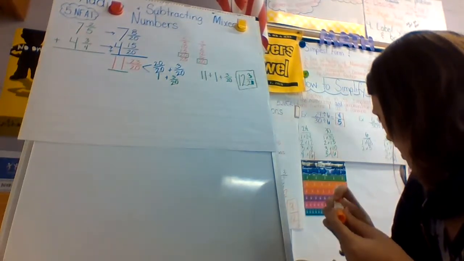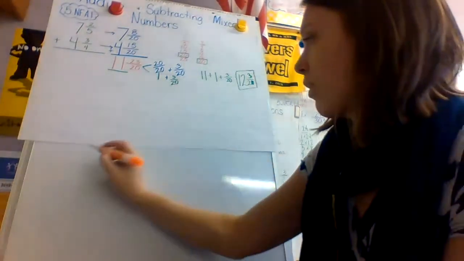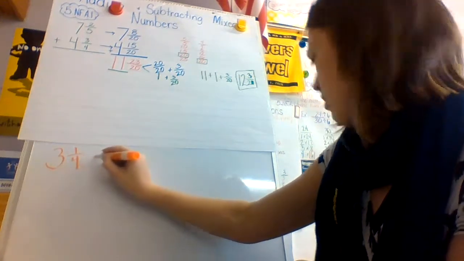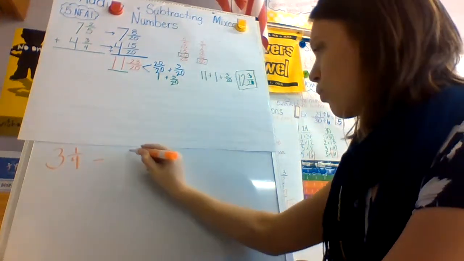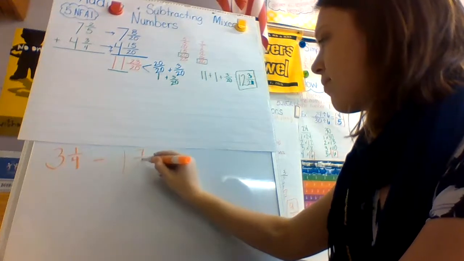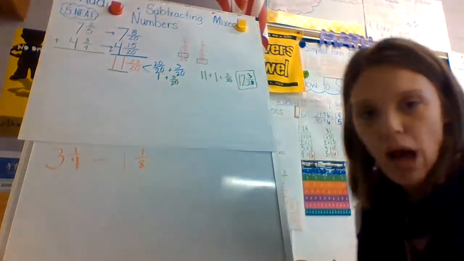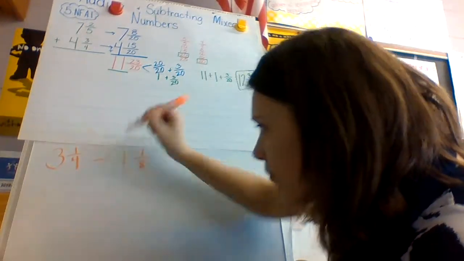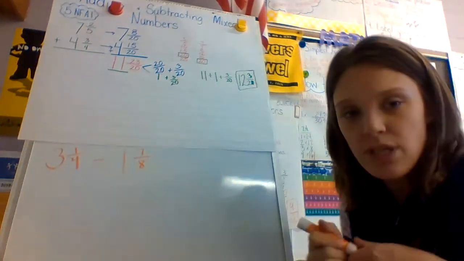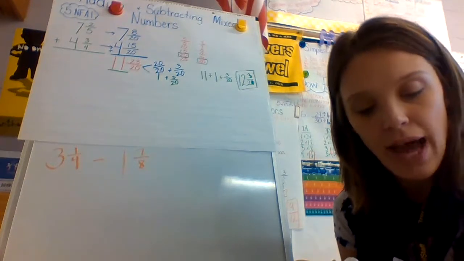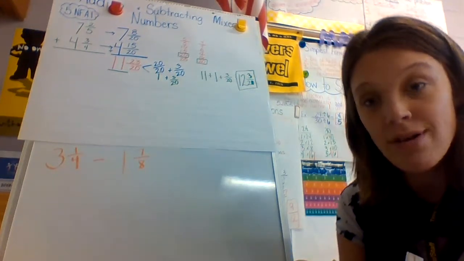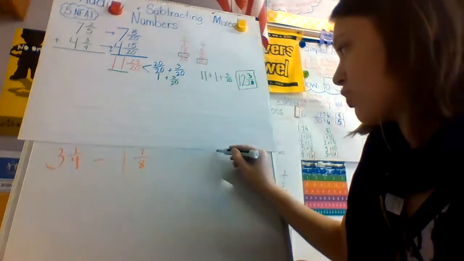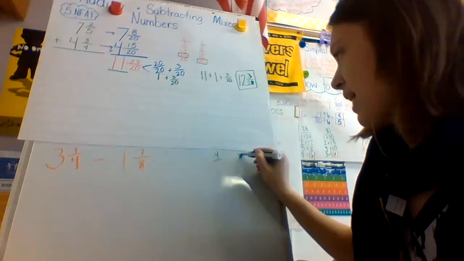Okay, so next I want to do 3 1/4 minus 1 7/8. This problem we worked on during morning work this morning. First things first, I need to recognize that my denominators are not the same. I have a 4 and I have an 8. So I need to skip count to find my LCM.